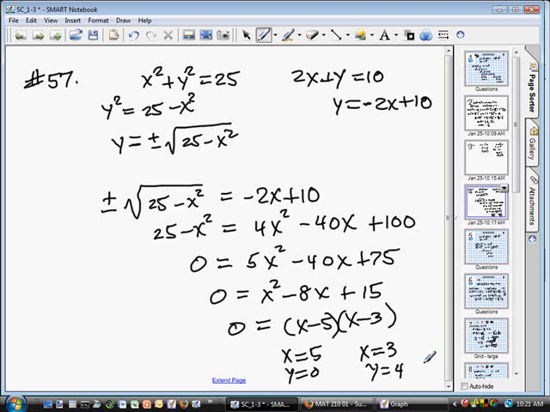Okay, maybe one more. I'm sorry, can't do them all. Yep. Can we ask a question on this one first? Yes, you can. How did you get 4x squared minus 40x plus 100? I had squaring both sides, Darnell. So I was taking this guy and squaring him. Right, but where are you getting negative 40x?